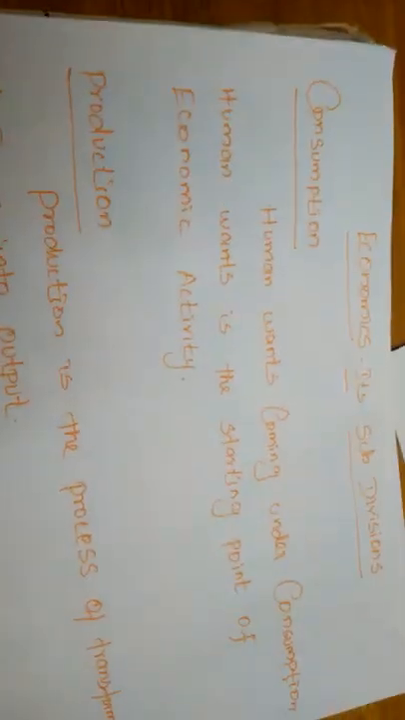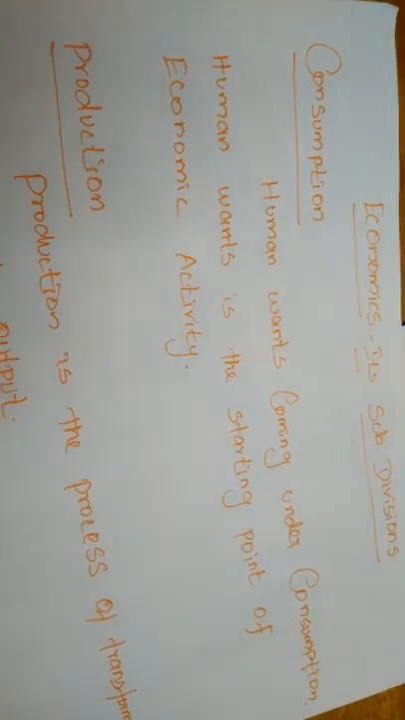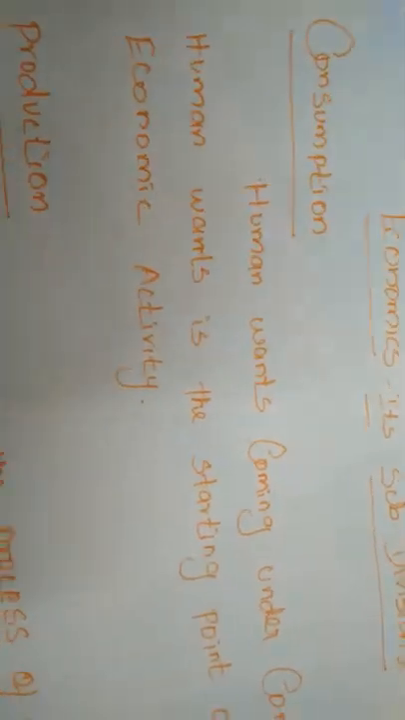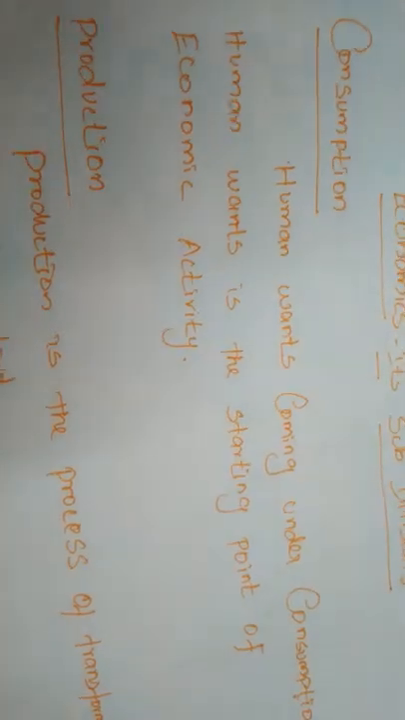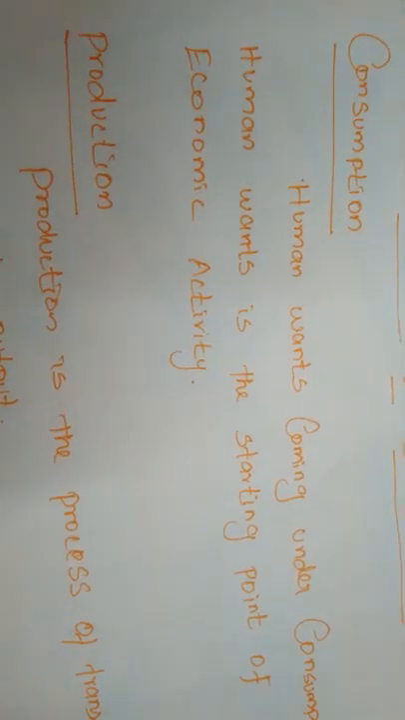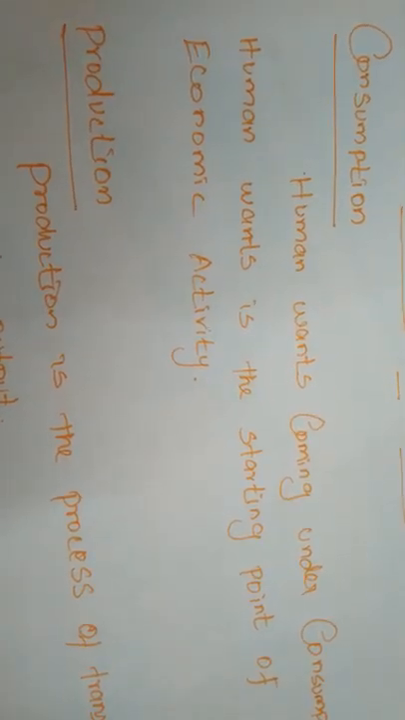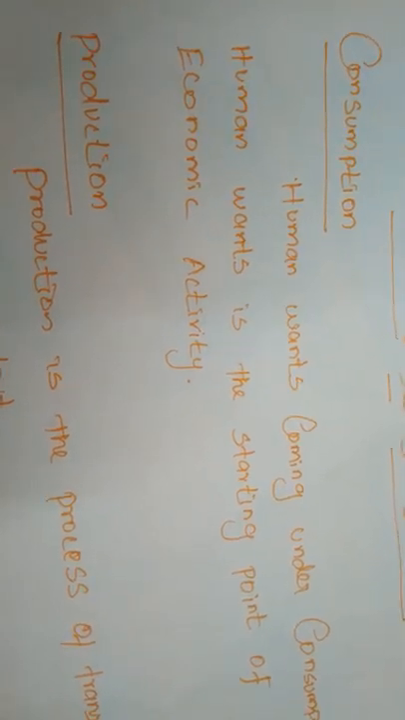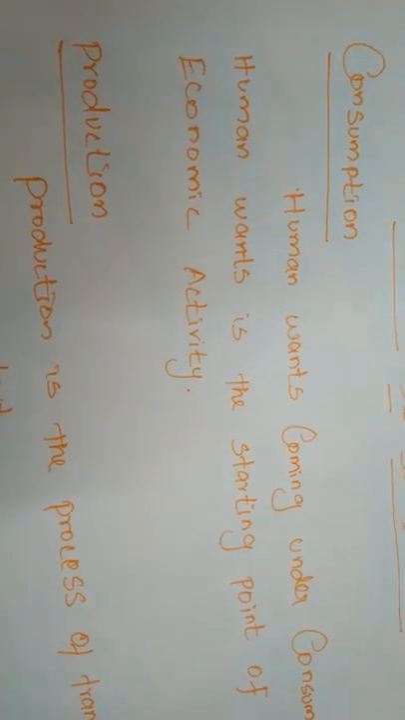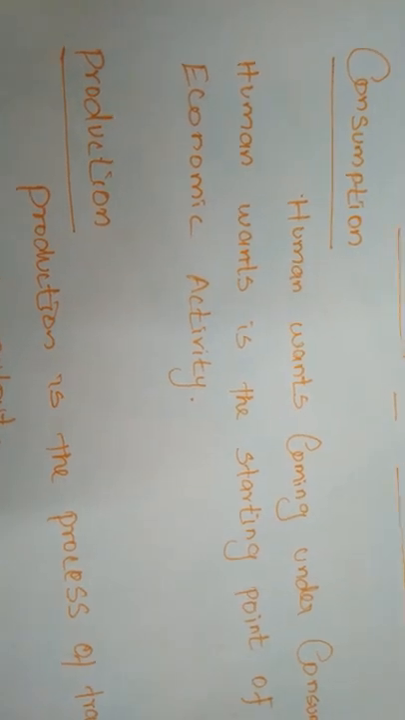And next, we have studied economics and its subdivisions. Without the subdivisions, economics will not be complete. One of the subdivisions of economics is consumption. Already we have studied human wants coming under consumption, and human wants are the starting point of economic activity. If there are no human wants, there is no need to produce any commodities. So why do producers want to produce commodities? They make the effort to satisfy human wants, but they will earn some money as profit.